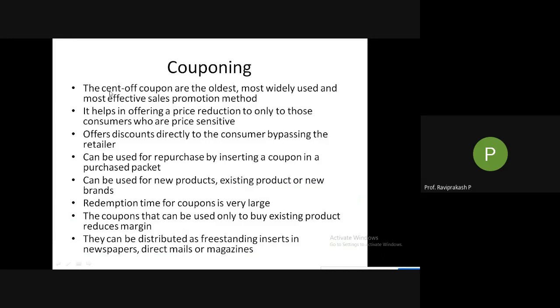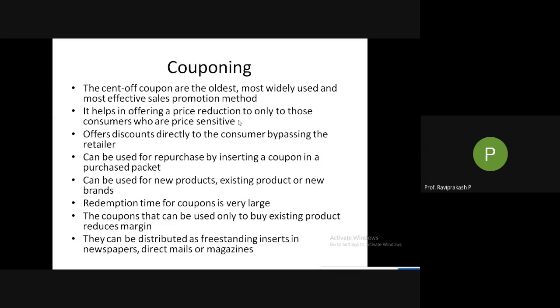In the older days, they used to give 1 cent off, or 2 cents or 5 cents, so basically a discount of cents. Cent-off coupons are the oldest, most widely used, and most effective sales promotion method in couponing. It helps in offering a price reduction to only those consumers who are price sensitive. There are many people who look for cheaper products or products at a lower cost. For those people, getting a coupon stating a particular reduction in price is a very attractive thing.